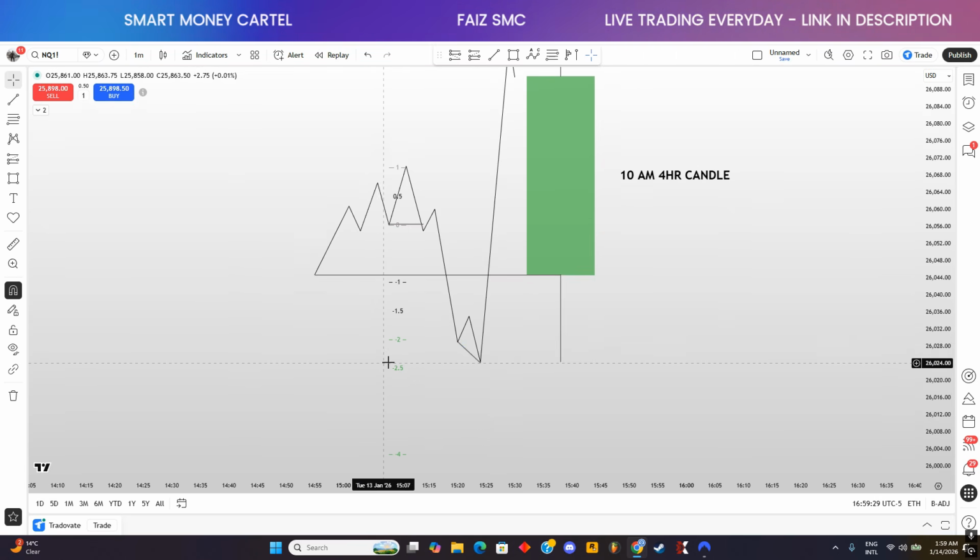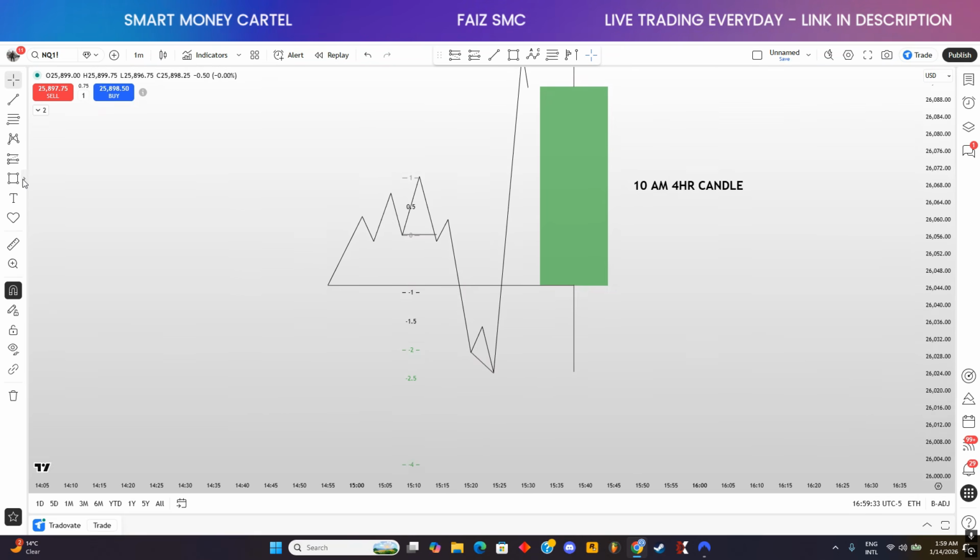So as soon as we touch -2, we start looking for SMT divergence. What is SMT divergence? We have to look for correlating assets. So if we are trading NQ, we have to look at ES. If ES fails to create another lower low, and NQ, however, made a lower low, lower high, lower low, but ES failed to do so, lower low, lower high, and then we didn't get another lower low, that is SMT divergence, okay?